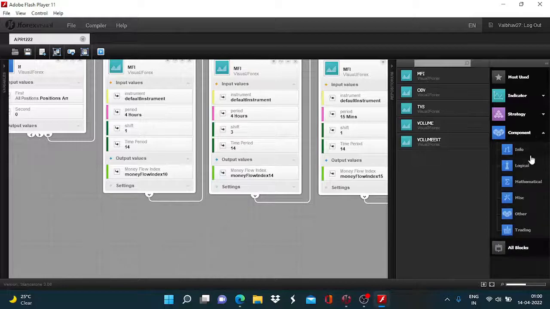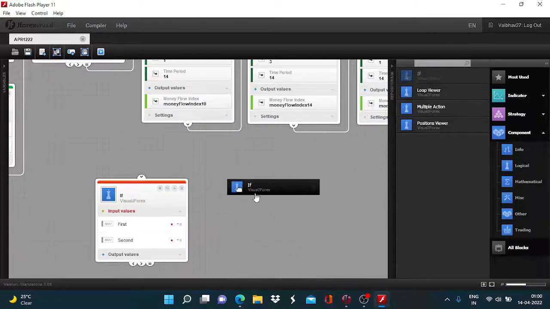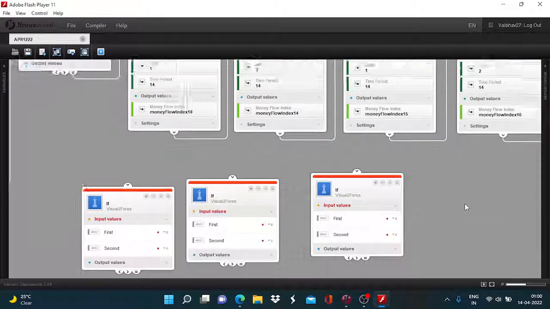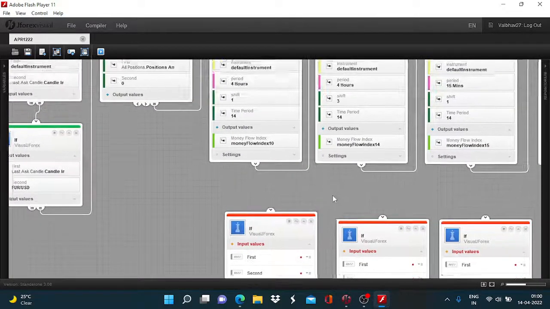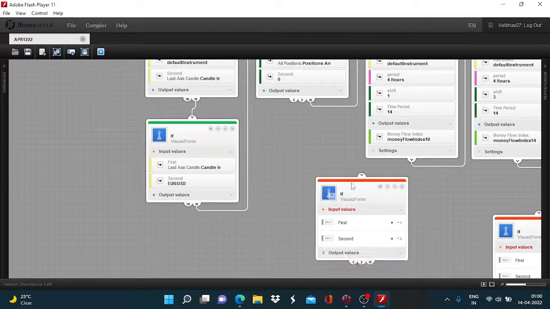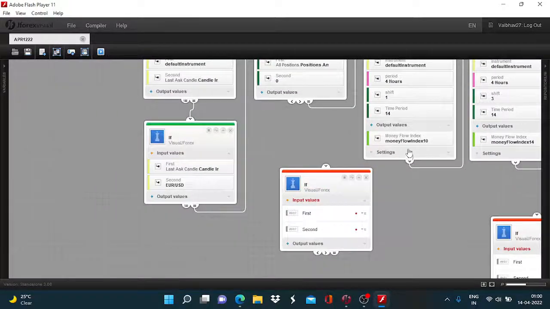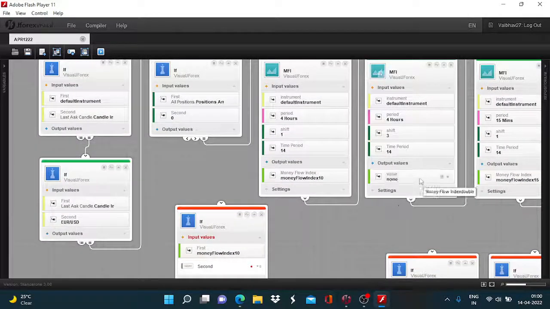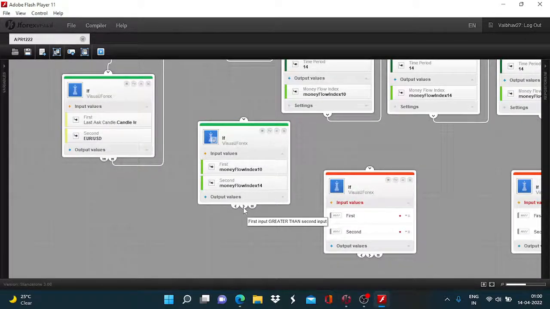For that we are going to need the logical components. If. Here we need the money flow index 10 to be greater than money flow index 14. So the first input needs to be greater than the second input.